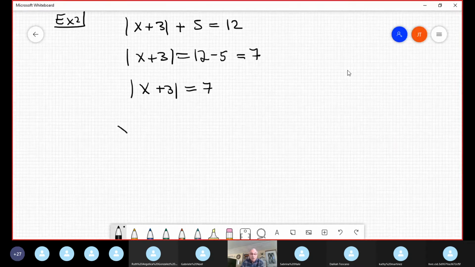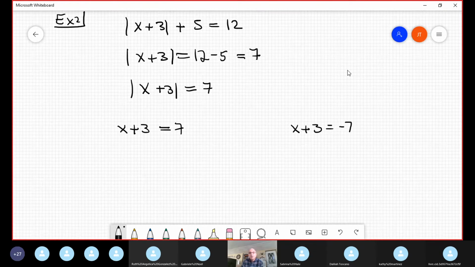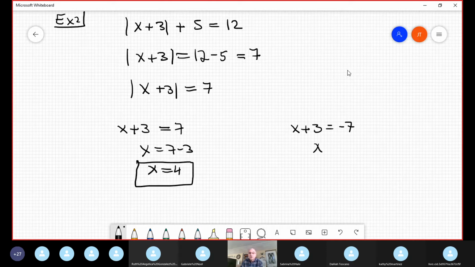The rule is you copy the expression inside the absolute value 2 times, and you put equals 7 and negative 7. The right-hand side, you copy twice, but with opposite sign. And the left-hand side, you copy 2 times, but without the bar. It's easy. The recipe is okay. x equals 7 minus 3 is 4. First solution. Second solution is x equals minus 7 minus 3, which is negative 10. Done.